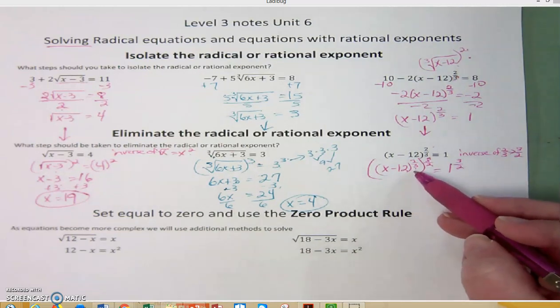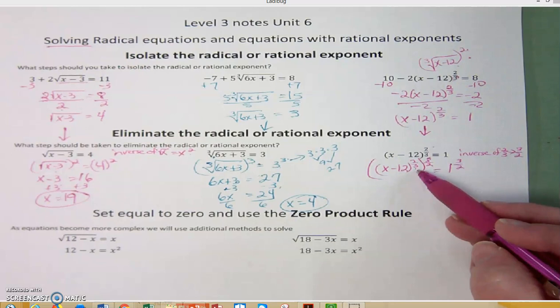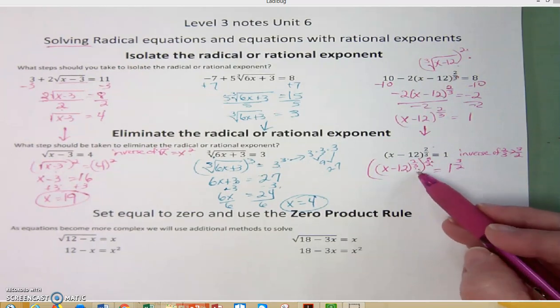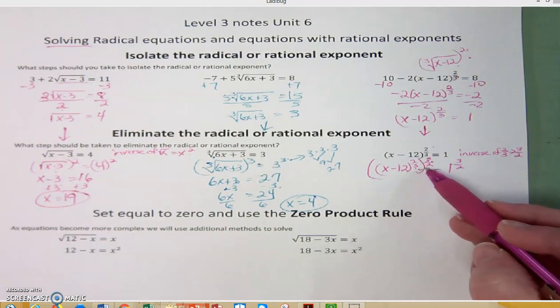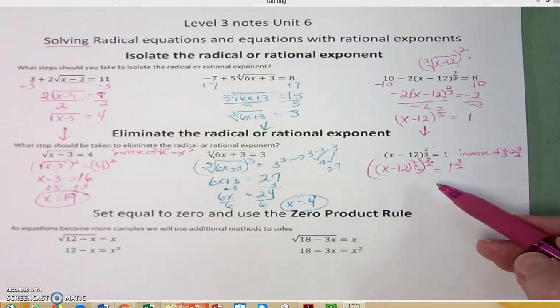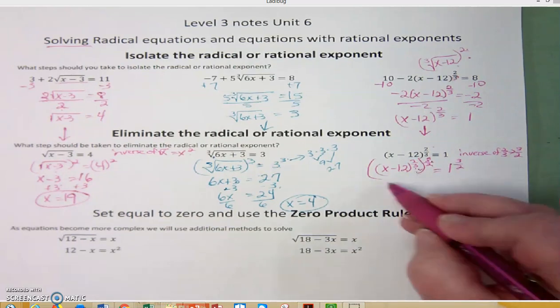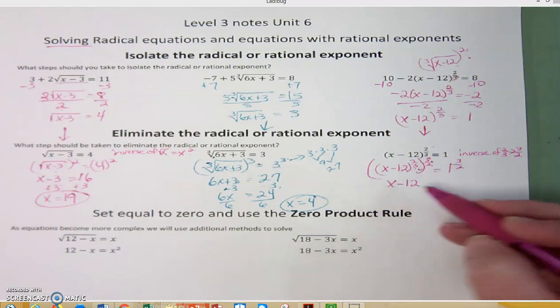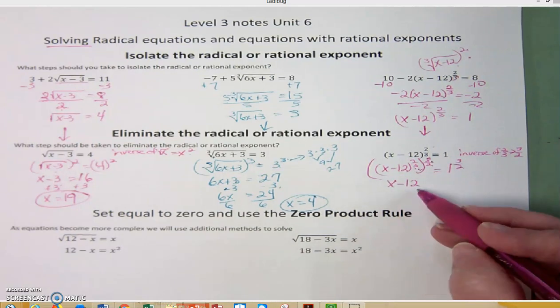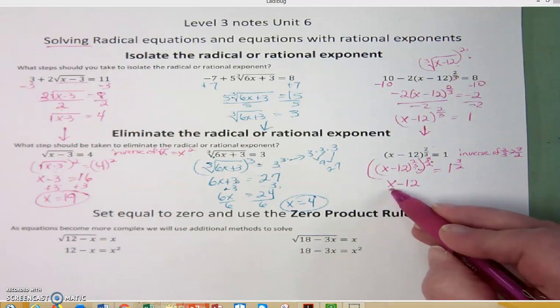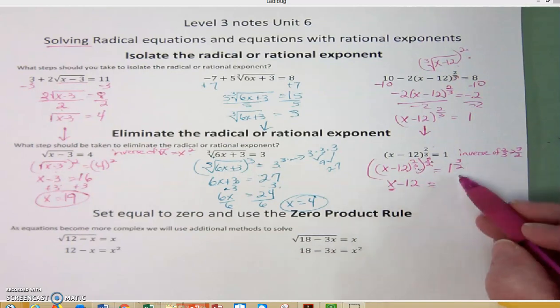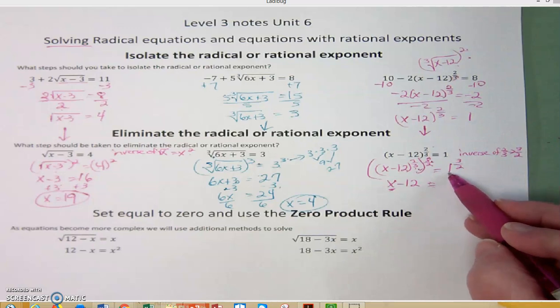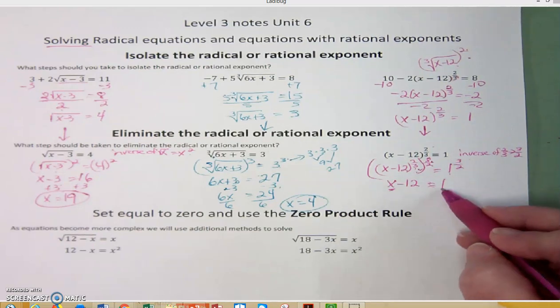Remember the rule of exponents? When we raise a power to another power, we multiply. So when I multiply 2/3 times 3/2, I get 1. So my answer over here on the left side is going to be x minus 12. That's why I did that. I wanted those to cancel out, so I just have x minus 12, and then I can solve for my x. Do you remember the rule that whenever you raise 1 to any power, it's going to be 1?